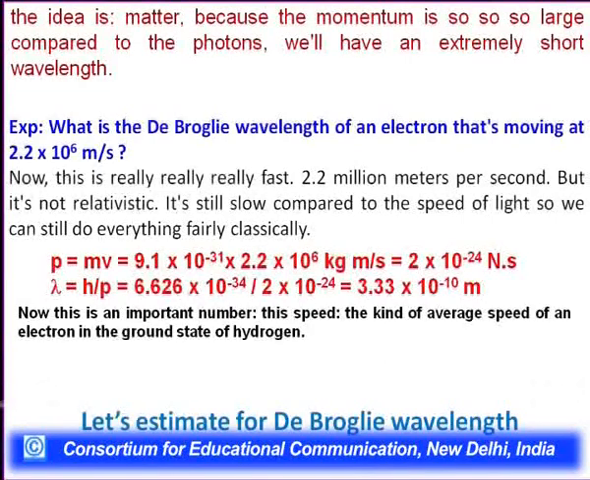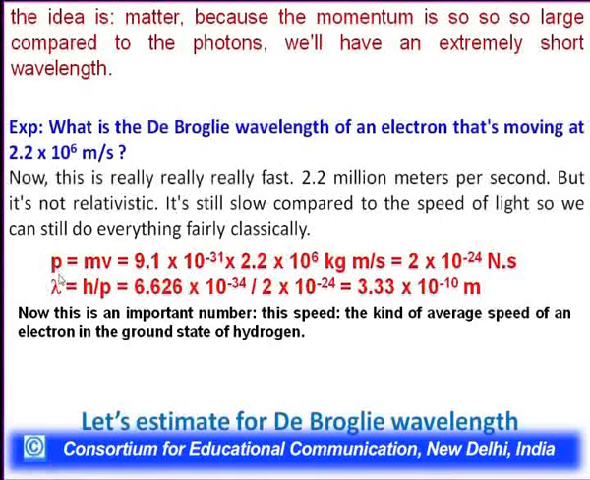Then the shorter wavelength. What is the de Broglie wavelength of an electron moving at 2.2 × 10^6 meter per second? An electron is moving with this speed, 2.2 × 10^6, then what will be the de Broglie wavelength? Now this is really very fast, 2.2 million meters per second, but it's not relativistic, it's still slow compared to the speed of light. So we can still do everything classically.